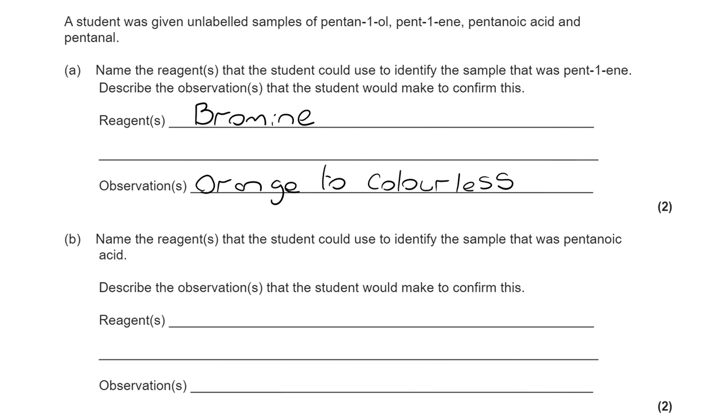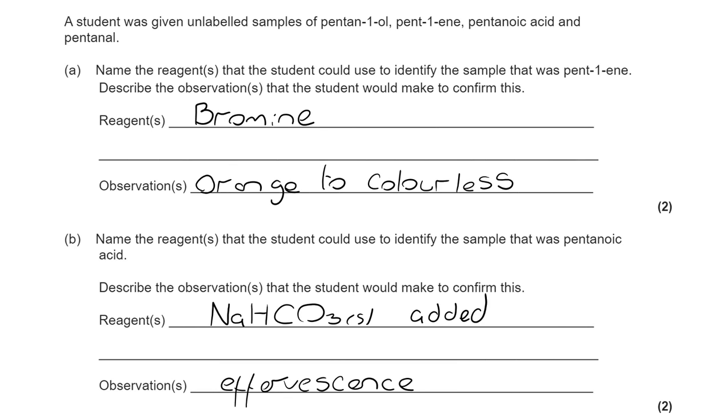And for part B, name a reagent that you could use to identify that it's pentanoic acid. So this is the test for carboxylic acids. I've put down here sodium hydrogen carbonate, but you could pick a different hydrogen carbonate or a metal carbonate. And when you add those, you get an acid carbonate reaction. And that means CO2 is given off. So you would see effervescence.